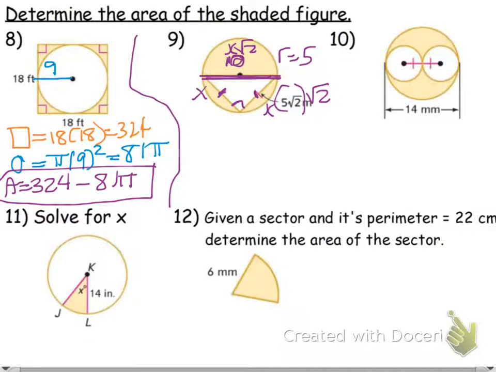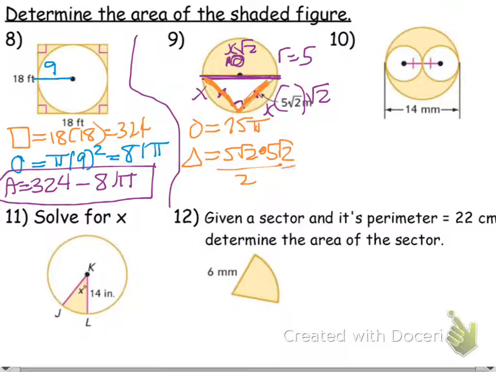Okay, so now we can get back to the area of the circle. That would be pi r squared. Well, r is 5, so r squared is 25, giving 25 pi. Now I'm going to get the area of the triangle, which is base times height over 2. The base of this triangle is 5 root 2, and the height is 5 root 2. So I have 5 root 2 times 5 root 2 over 2.